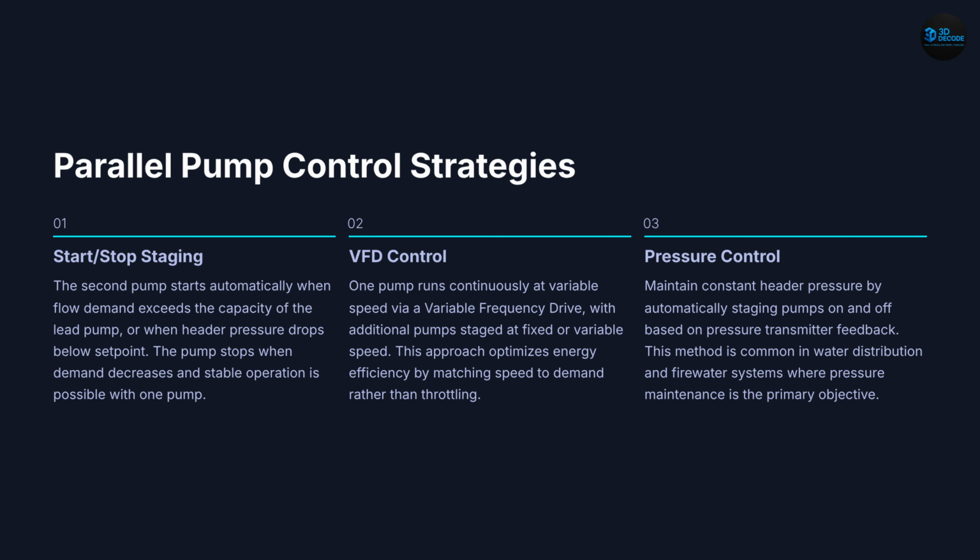Slide 9. Parallel control. In parallel systems, pumps are controlled using staging logic. A second pump starts when demand increases or pressure drops. It stops when demand decreases. Variable frequency drives can also be used for efficient control.